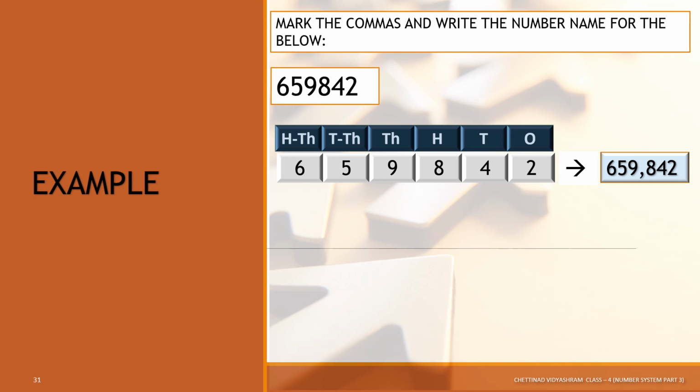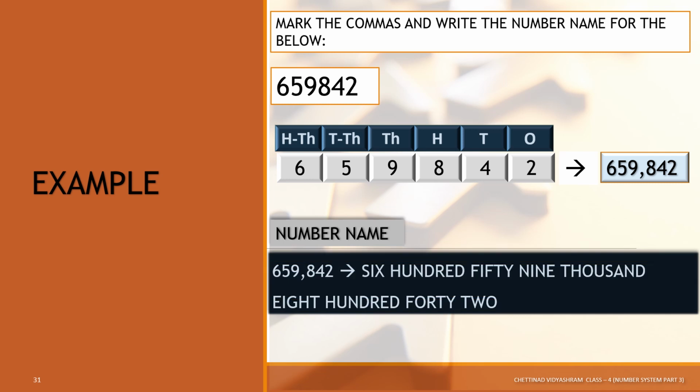So, it will be read as 659,000. Then 842. So let us write the number name for this. 659,842. So this is how you have to write the number name for international place value system.